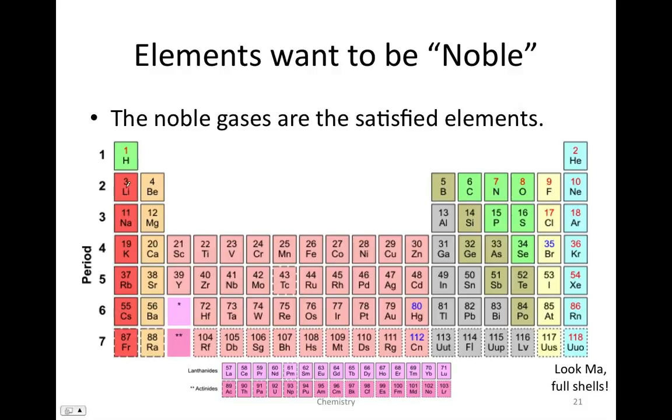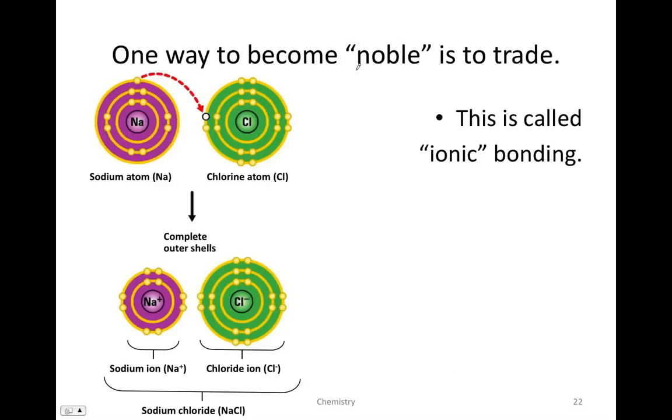If lithium gave up, not an atom, an electron. If lithium gave up 1 electron, then it would only have 2 electrons. It would be just like helium. If sodium gave up 1, it would have 10 electrons, just like neon, and be happy. So there are 2 different ways to achieve that noble gas electron configuration, to become noble, to have your shells full. One is to trade electrons.